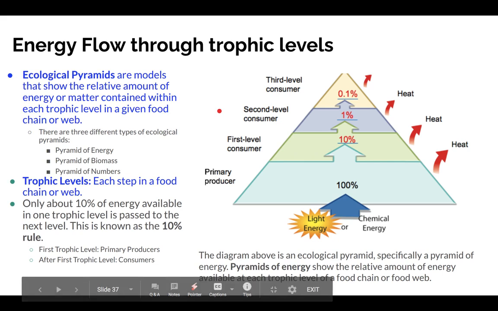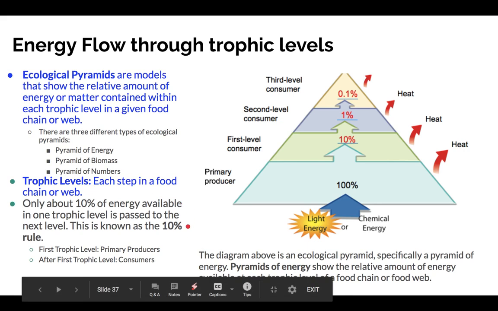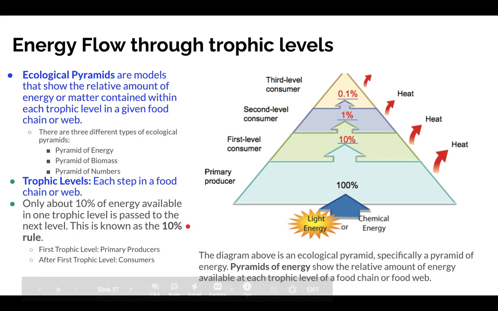So energy flow through trophic levels. Ecological pyramids are models that show the relative amount of energy or matter contained within each trophic level in a given food chain or web. And there are 3 different types of ecological pyramids that we're going to discuss: pyramid of energy, biomass, and numbers. Trophic levels are each step in a food chain or web. And in general, only about 10% of energy available in one trophic level is passed to the next level. This is known as the 10% rule.